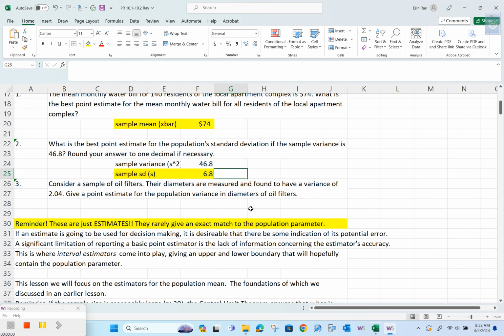It says consider a sample of oil filters. Their diameters are measured and found to have a variance of 2.04. Give a point estimate for the population variance in diameter of oil filters. So this one's exactly the same as the last one. It gave you from a sample the variance. So it wasn't in the same sentence, so you have to read a little bit between the lines, but that is a sample variance of 2.04 for this one. And then from that, we're going to find the sample standard deviation just by taking the square root.